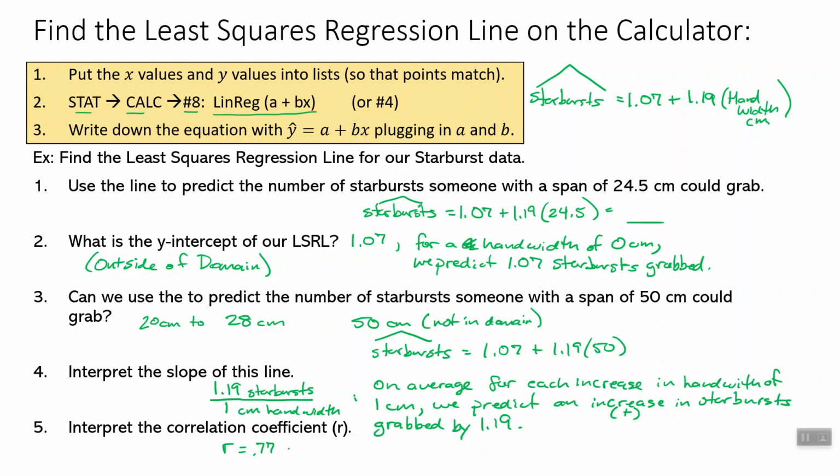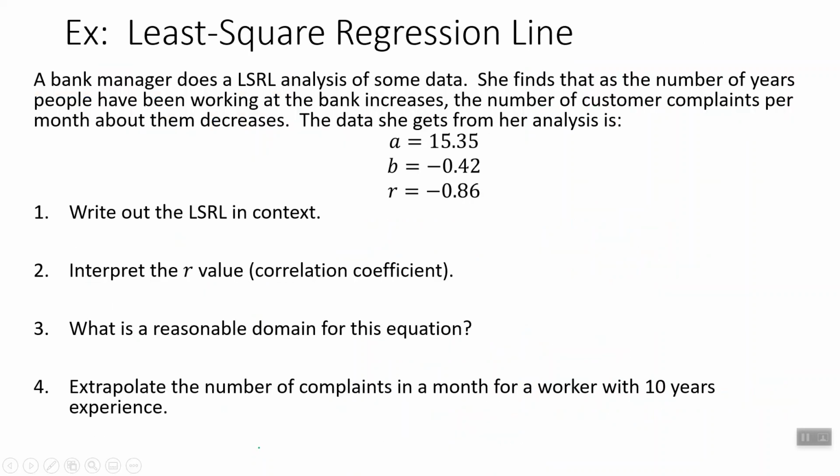All right, so it's over 0.7, so I'd say it's strong. It's a positive number, so I'm going to say it's positive. And I'm going to say it's linear, and this is from looking at the graph. So the linear part comes from the graph. The other two parts just come from the number itself. All right, so one more example here, and that's it for this one.